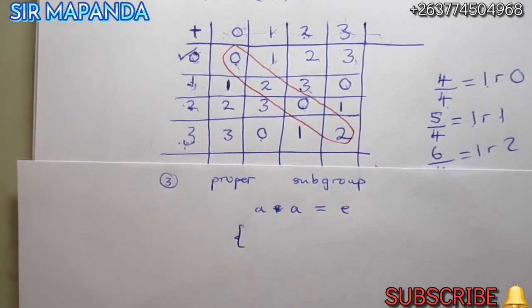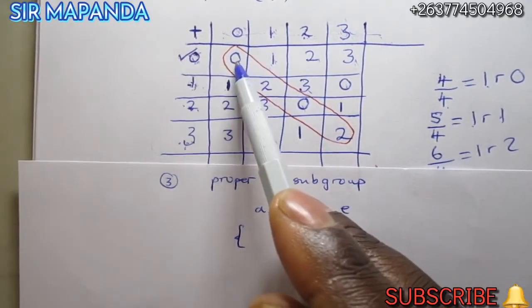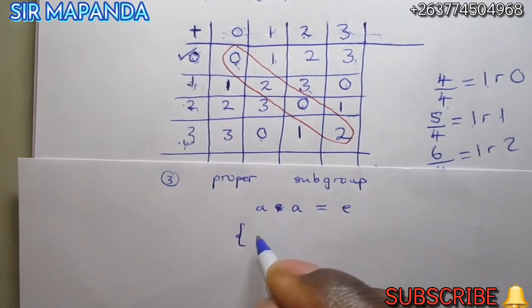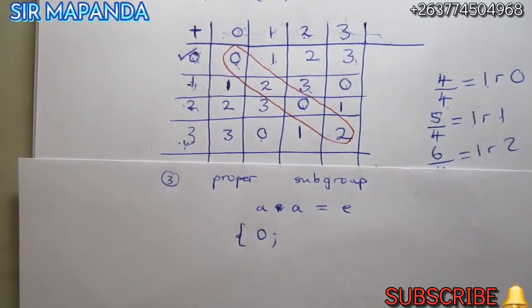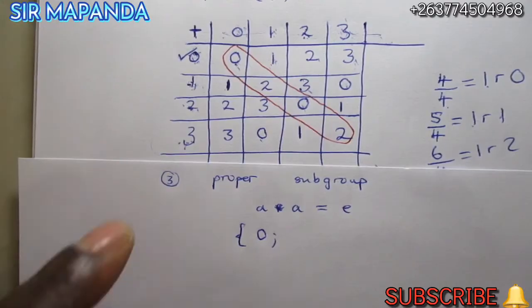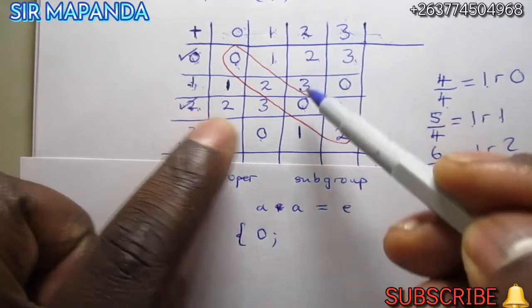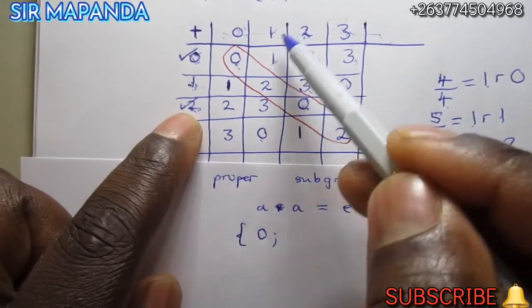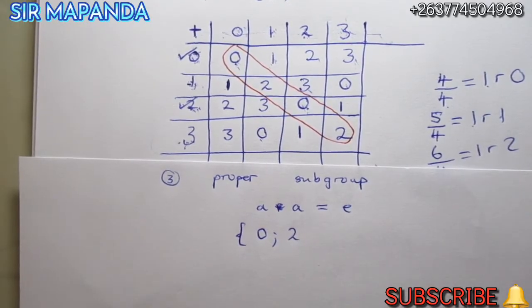Remember, in our question, the identity element is 0. So you can clearly notice that 0 and 0 give 0, where 0 is the identity element. So this 0 qualifies to be part of the proper subgroup. Then another term which qualifies is the 2. 2 binary operator 2 gives us 0. Therefore 2 is part of the proper subgroup.